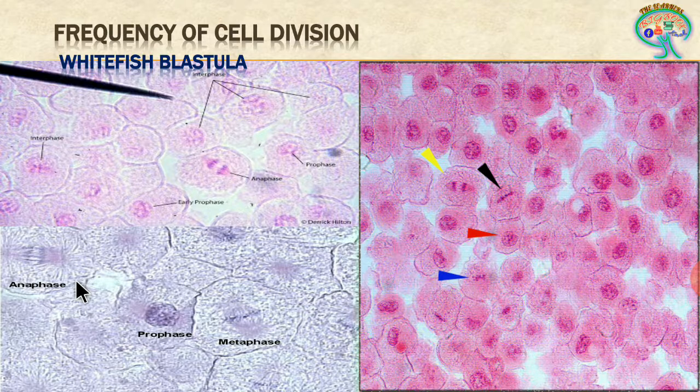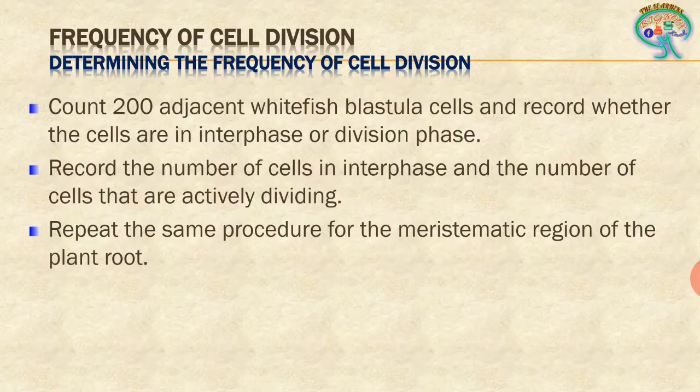So like this you are going to make the observations, and make note of the drawings and label them. Further, you are going to determine the frequency of cell division. In this you are going to count around 200 adjacent whitefish blastula cells. Here 200 is the count we have considered. You can consider even less or even more as per your wish. You can calculate further with the help of that.